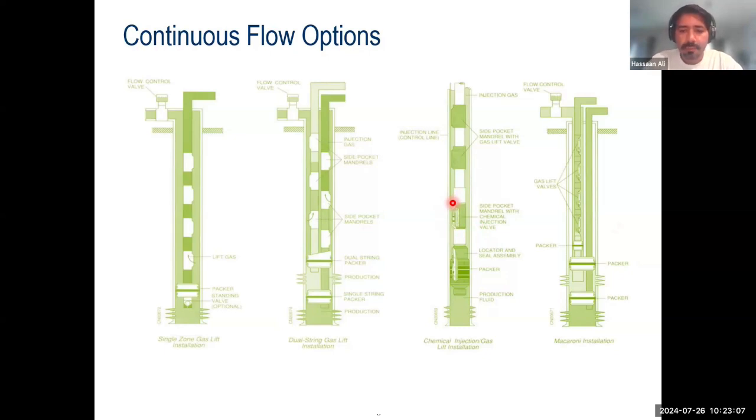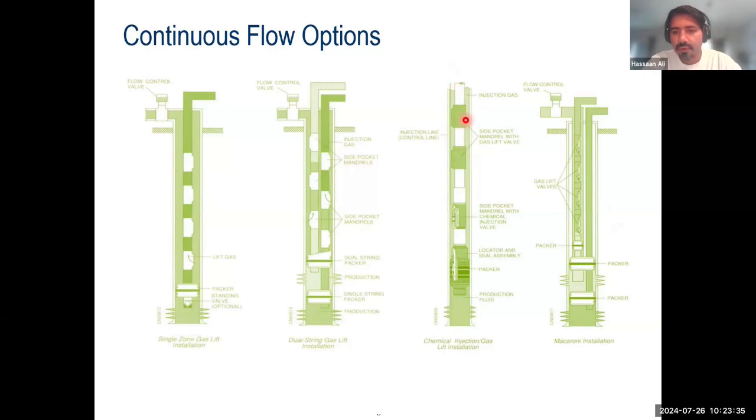In that case, we will deploy one station with a chemical injection mandrel and a chemical injection valve. The chemical is injected through a very small tubing, usually 1.25 inch, 3/4, or 1 inch tubing. It is run from the surface all the way to the downhole chemical injection mandrel. And the chemical will be injected through this tubing, while the rest of the completion is a typical completion like a single zone gas lift installation.